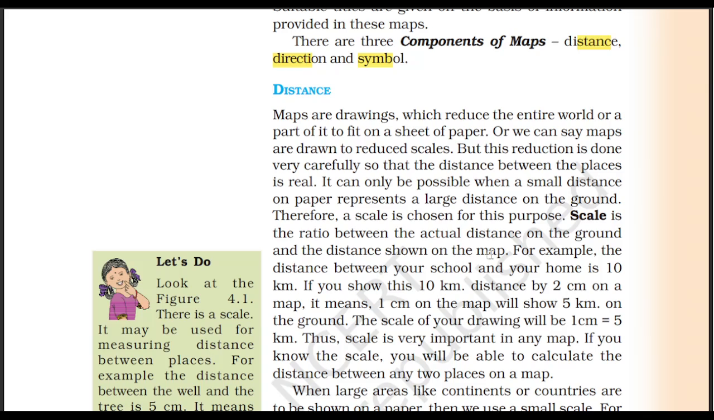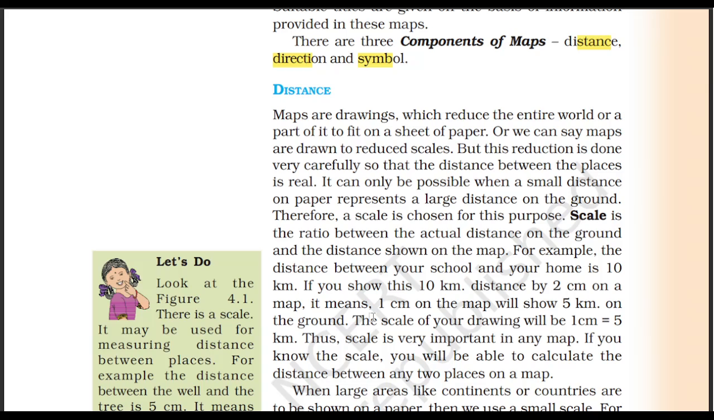That's called scale. For example, the distance between your school and your home is 10 kilometer. If you show this 10 kilometer distance by 2 centimeter on the map, it means 1 centimeter on the map will show 5 kilometer on the ground. The scale of your drawing will be 1 centimeter is equal to 5 kilometer. Thus the scale is very important in any map. If you know the scale, you will be able to calculate the distance between two places on the map.